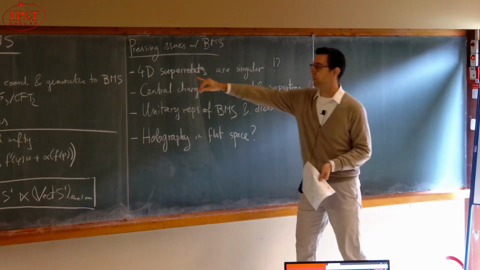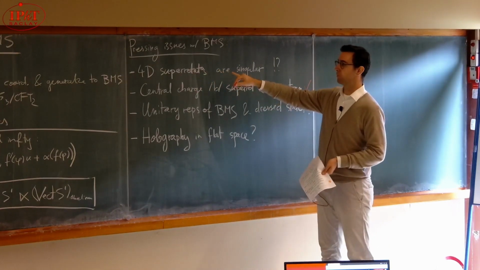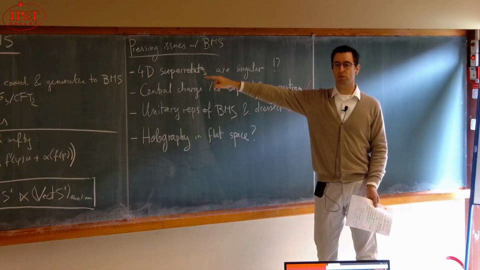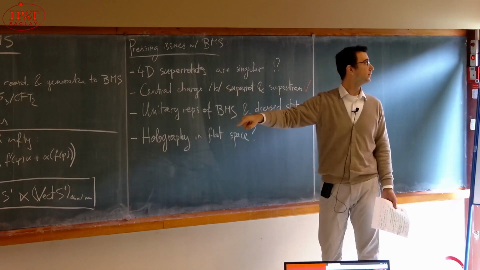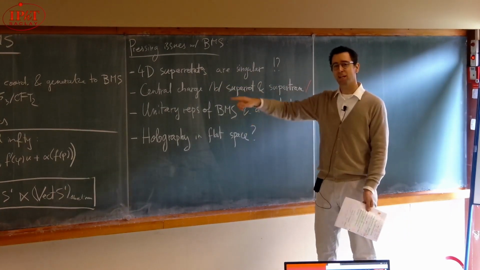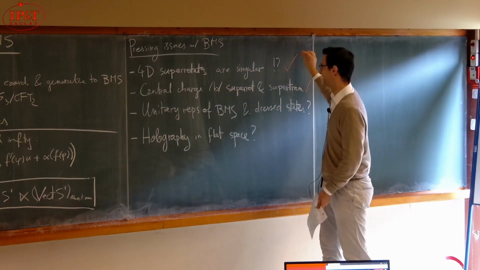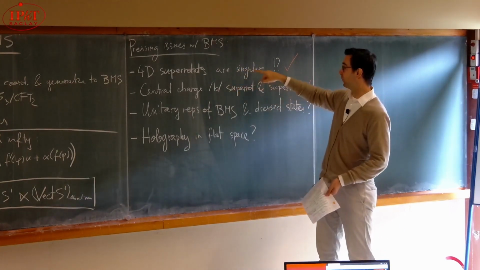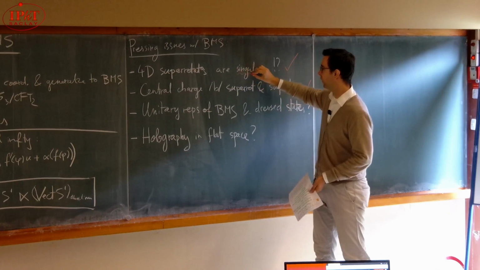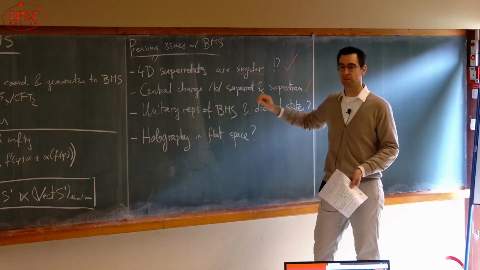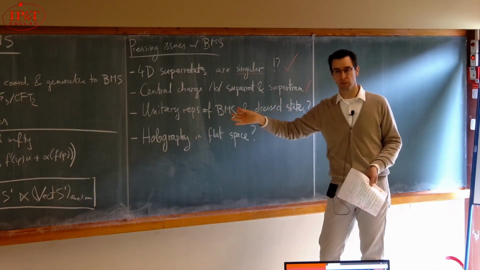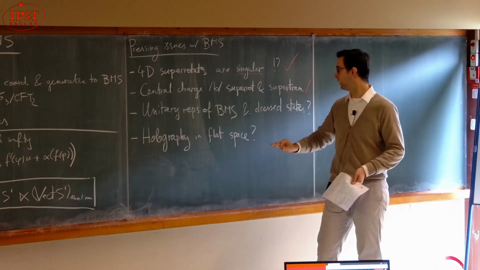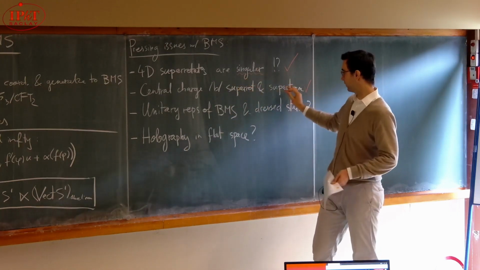By the way, I should also mention, I forgot to check this. In 4D, super rotations are singular, but here they are smooth. So in a sense, we don't address the problem that 4D super rotations are singular, but at least we have a way to evade this problem here, because super rotations are perfectly smooth and well-defined. And we have a central charge between super rotations and super translations.